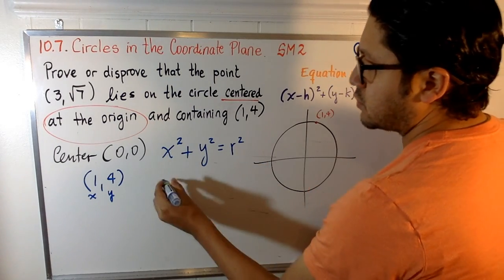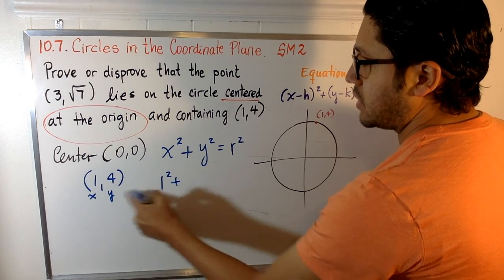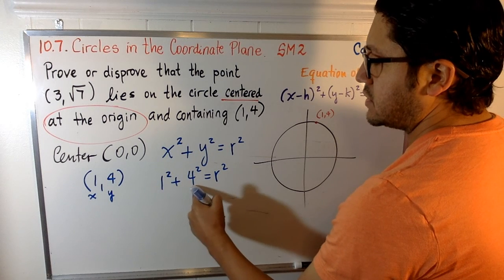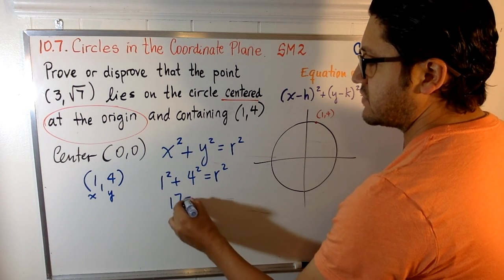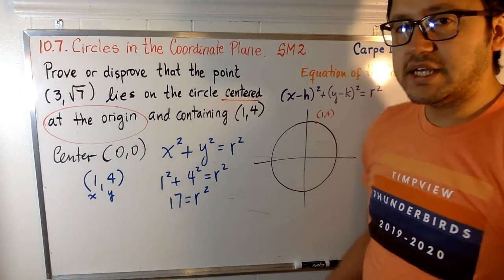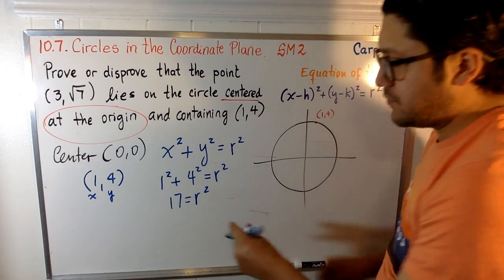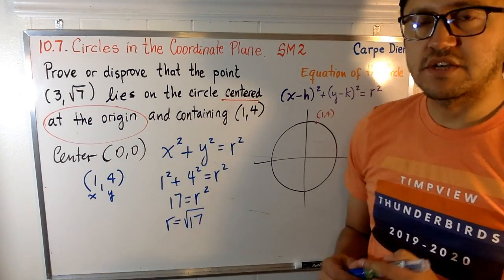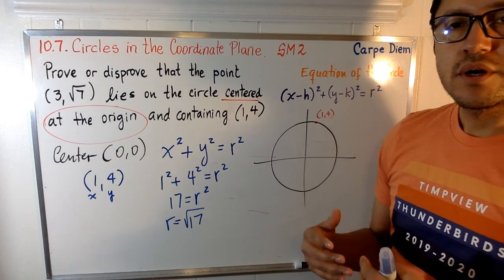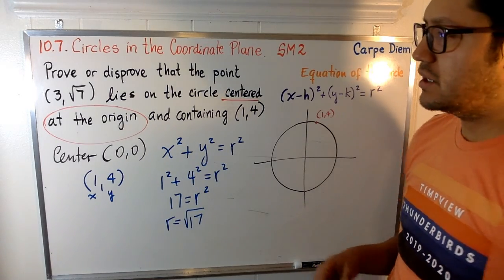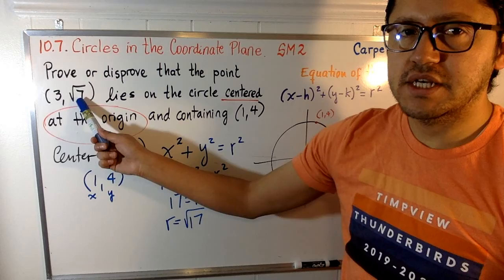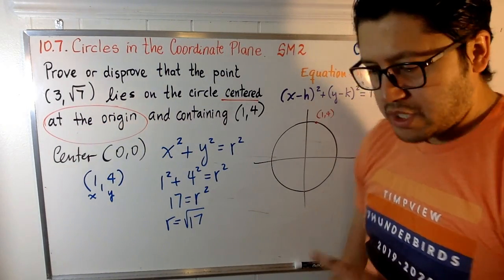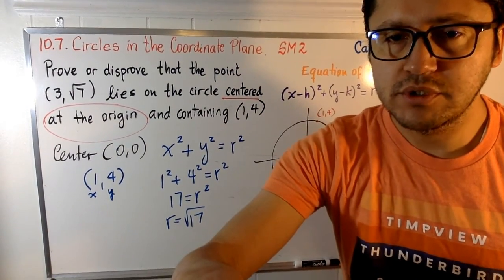So x is 1, so this is going to be 1 squared plus 4 squared equals r squared. This is 1, and this is 16, so we're going to have 17. So we just found out that the radius of this circle is square root of 17. Now, we have all the elements we need in order to find out whether this point is part of this circle or not. Okay? So, pause for a moment.